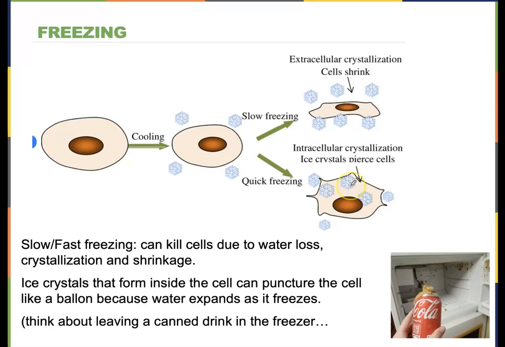And then intracellular crystallization, the ice crystals will pierce the cells. So when the ice forms on the inside with some quick freezing, those ice crystals will basically puncture the cells, right? And then basically break it open. So think about if you're impatient and you want some cold soda right now, and you put a can of soda in the freezer and you take it out later because you forgot about it, and it exploded on you. This is the same thing. All that water in the soda expanded and it punctured your can, right? So think about what would happen to the plasma membrane or cell wall of a bacteria. So basically like puncturing a balloon.